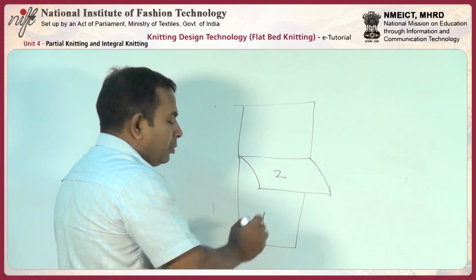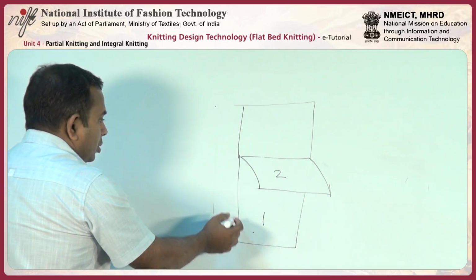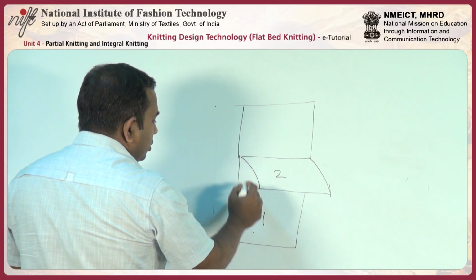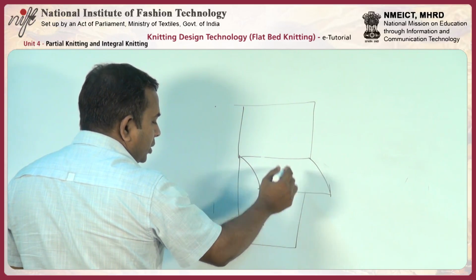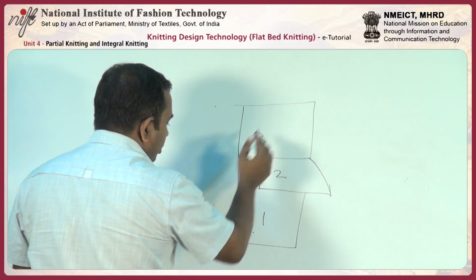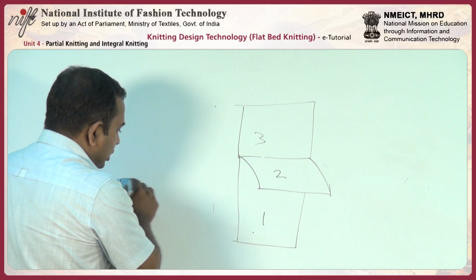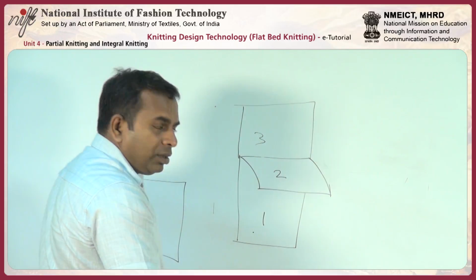We have to start with the body fabric. So, again I am going to divide this into part 1, part 2 is the new fabric of course, and 3 is the top one. So, I am going to first knit part 1.